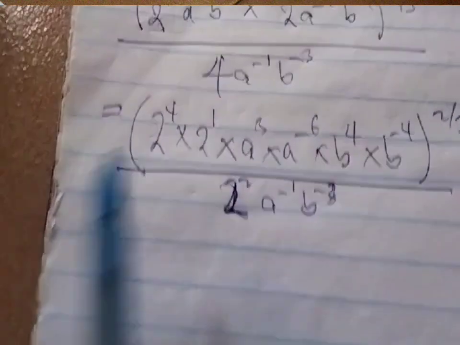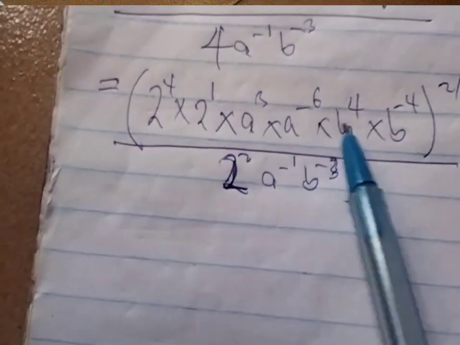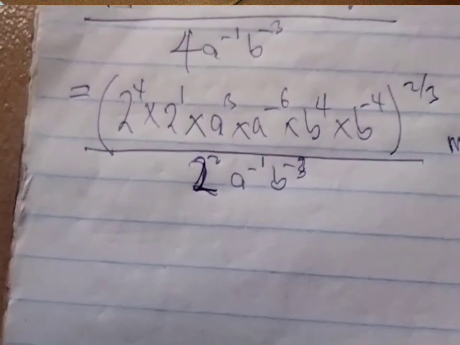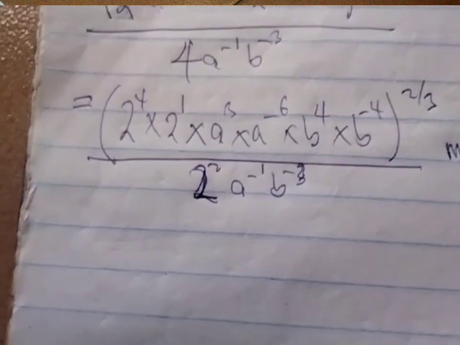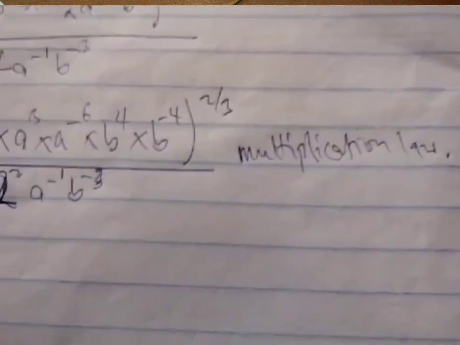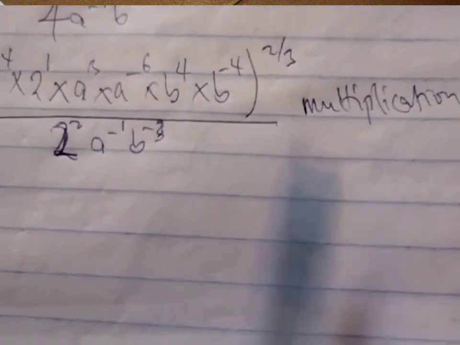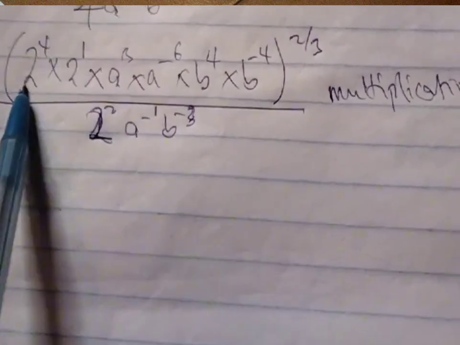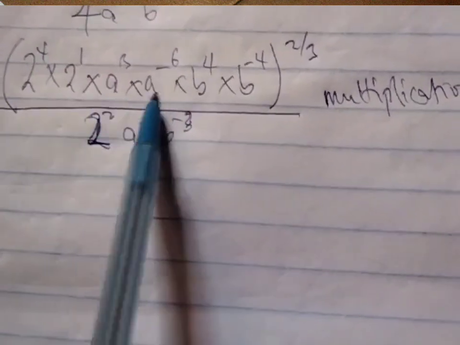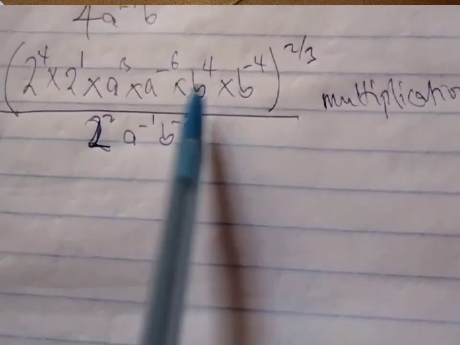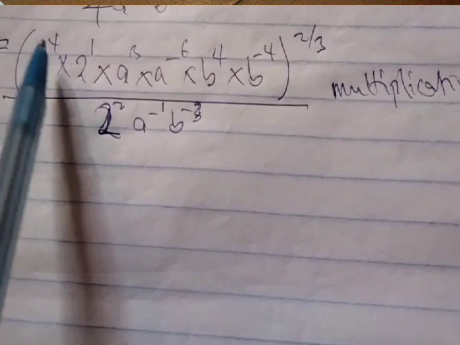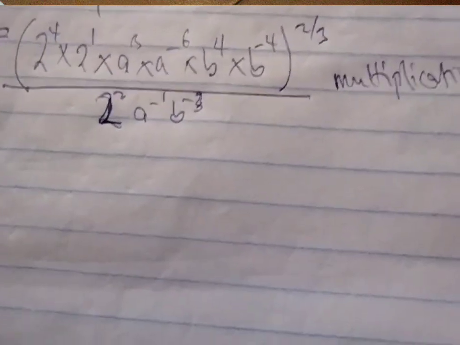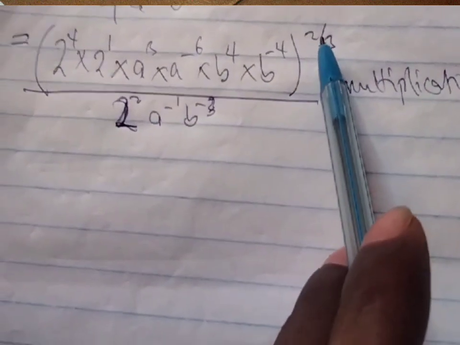So with this, I've actually expressed this in what we call the multiplication law under indices. And what is the multiplication law under indices? It states that when you are multiplying the same base of indices, you add up the exponential powers. The same base of indices here is 2, the same base here is a, and the same base here is b. So that means the exponential powers of those terms I collect together, I have to add up. Then mind you, you still have your exponential out there.